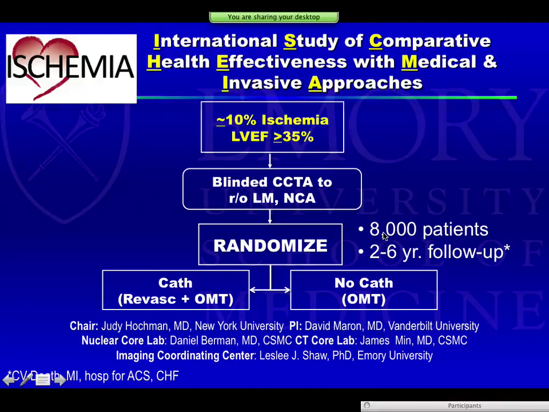8,000 patients are randomized, with 2 to 6 year follow-up. Anytime you see a range of follow-up like this, it is an event-driven trial. It's not a trial through 5 years. So we're looking at a time-to-event approach, cath versus no cath, and treatment accordingly based upon the extent of ischemia and as well integration with FFR, et cetera.